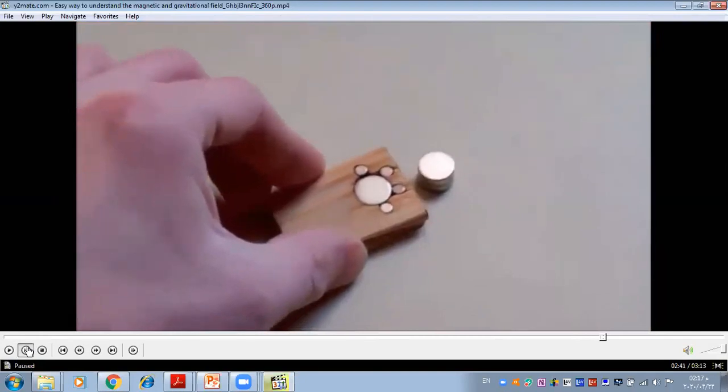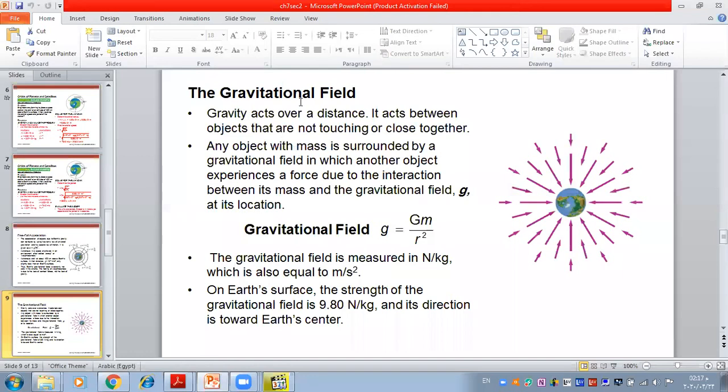So as you can see, the magnetic field here is like the gravitational field on Earth. Gravity acts over a distance. It acts between objects that are not touching or close together. Any object with mass is surrounded by a gravitational field in which another object experiences a force due to the interaction between its mass and the gravitational field g at its location.